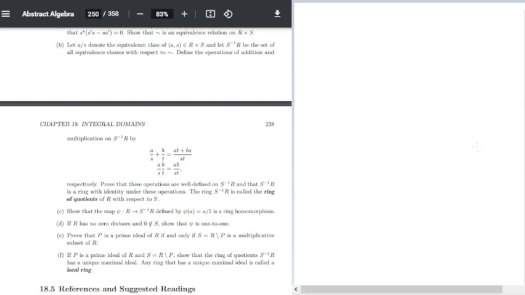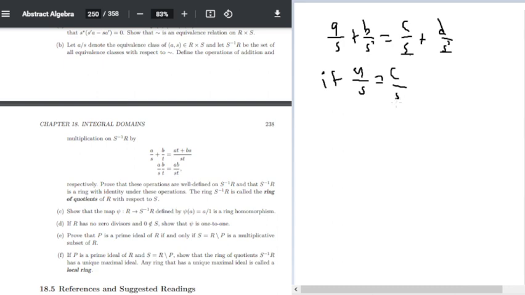Alright, so suppose that A over S, we want to show that A over S plus B over S prime is equal to C over S underlined plus D over S prime underlined, if A over S is equal to C over S underlined and B over S prime is equal to D over S prime underlined.